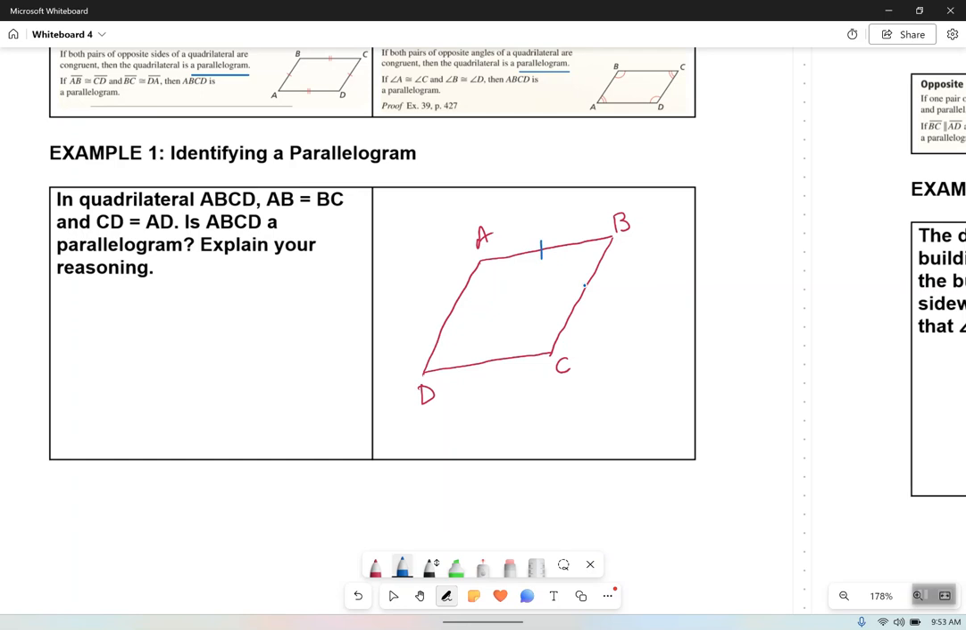So AB is equal to BC. So I'll put one tick mark through those. What other sides did they say were equal? CD is equal to AD.